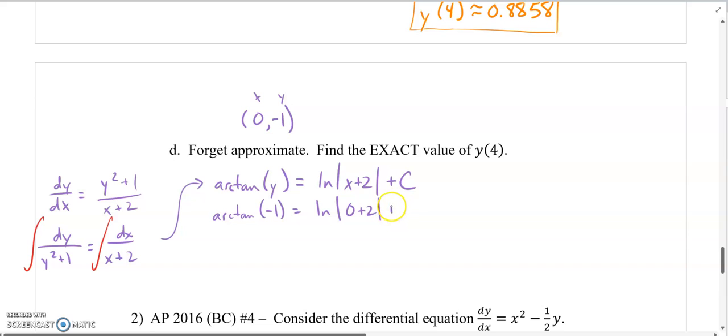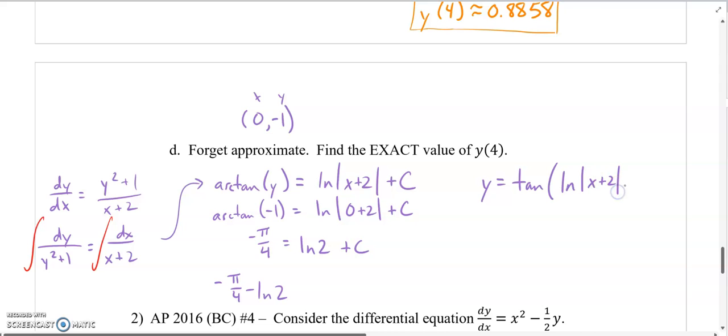So substituting 0 for x and -1 for y, we get this expression. Arctan of -1 is negative pi over 4. Natural log of 2 does not simplify. So we get the perhaps not very nice c value of negative pi over 4 minus the natural log of 2. So we're going to go ahead and solve for y by taking the tangent of both sides, and y equals the tangent of the natural log of the absolute value of x plus 2 plus c. Well, c is negative pi over 4 minus natural log of 2.